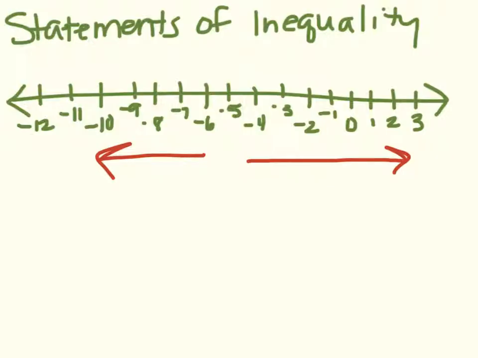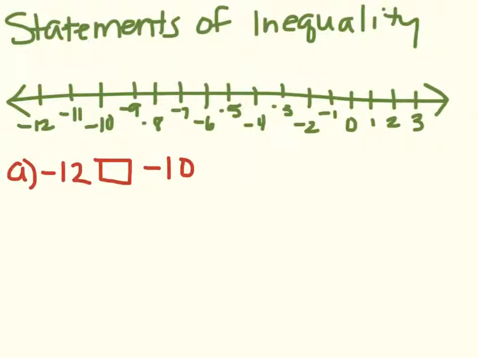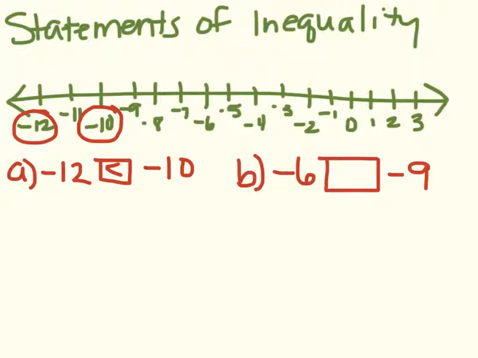instead of just looking at the numbers themselves. In our first example, let's solve negative 12 compared to negative 10. Well, negative 12 is to the left of negative 10 on the number line. Therefore, negative 12 must be less than negative 10. Let's try another. Our next pair of numbers is negative 6 and negative 9. Here's negative 6, and here's negative 9. Negative 6 is to the right of negative 9, therefore it must be greater than.